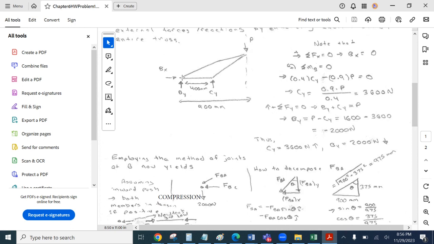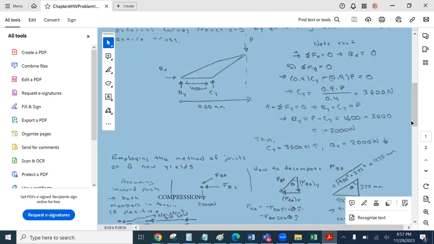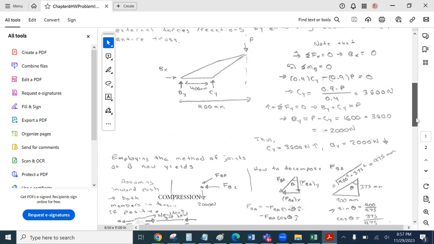So working here at point B, I draw a free body diagram of the actual joint B. I know that the reaction at B is 2,000 newtons in the downward direction for my value of P. I always assume consistently that the members are pushing in on the joints. You can do it as them pulling away on the joints. You just want to be consistent. That way you can let the math speak for itself in terms of the signs.